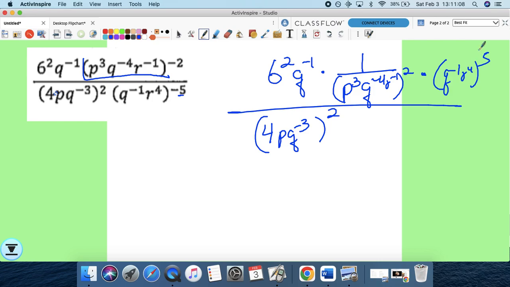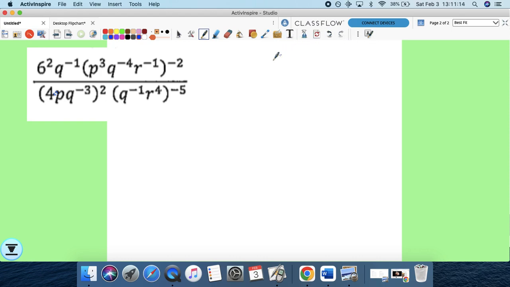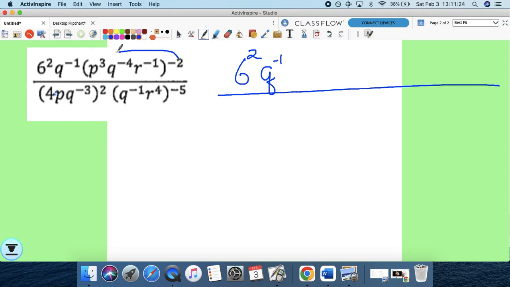I don't think any of you want to do that, right? Or start that way. So I think the more comfortable way is to just, here's 6 to the 2nd power, q to the negative first. There's nothing to do there, but let's multiply these, right? So we're going to get p to the negative 6th power, q to the 8th power, r to the 2nd power. Done. Now let me put a 1 and a 1 here.